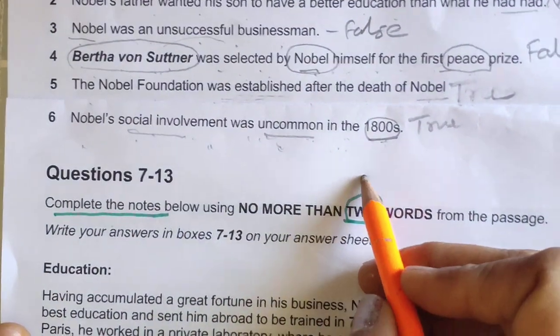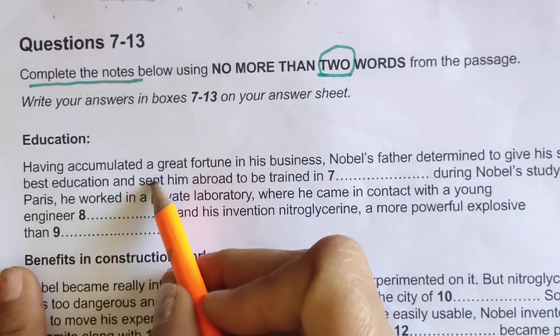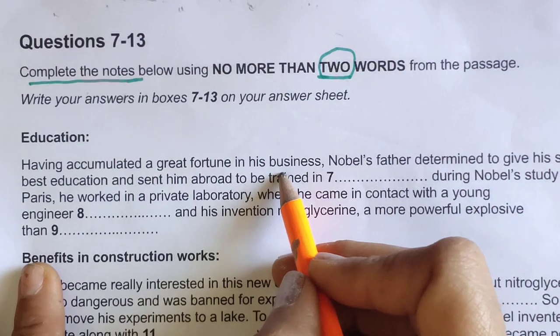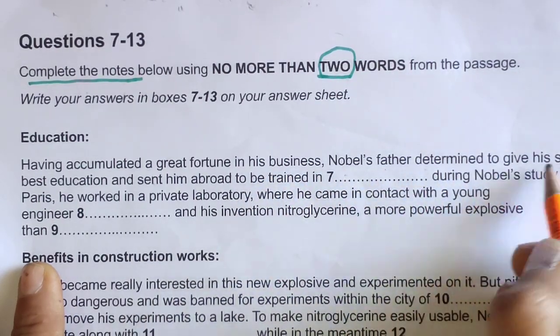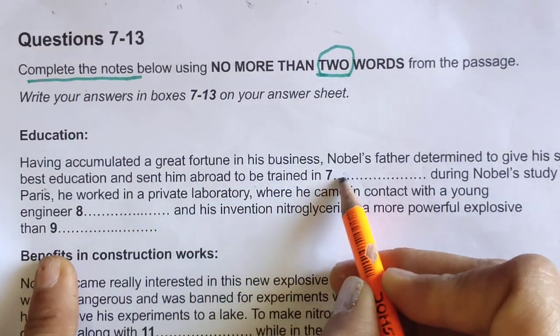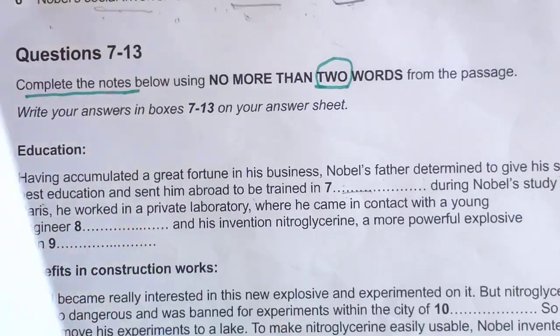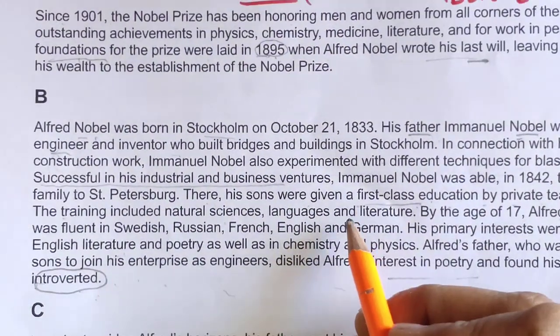So let's do another question that is no more than 2 words. Complete the notes. Having accumulated a great fortune in his business, Nobel's father determined to give his son the best education and sent him abroad to be trained in dash. Trained where? He was trained in, during Nobel's study in Paris. So Paris is the word we will be looking for.